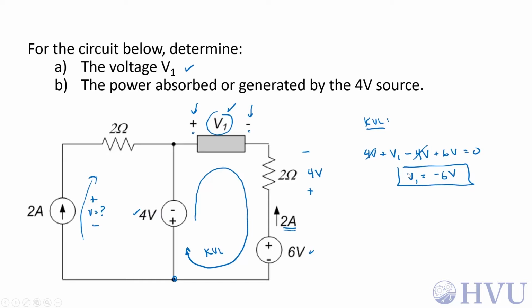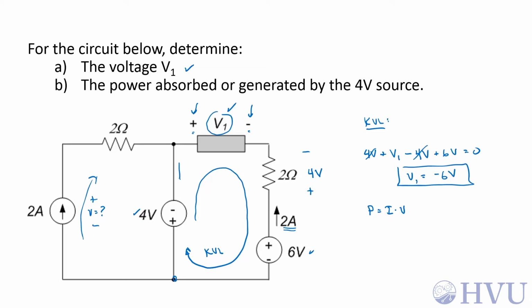Now I want the power absorbed or generated by the 4 volt source. If I'm going to get that, I need the current through the source because power is voltage times current. I can't use any of my nice V squared over R or I squared times R equations for a source because it doesn't have a resistance, so to speak. Now, I also don't have to assign my voltages and currents at the source according to the passive sign convention, so I can assign them however I want them to be.